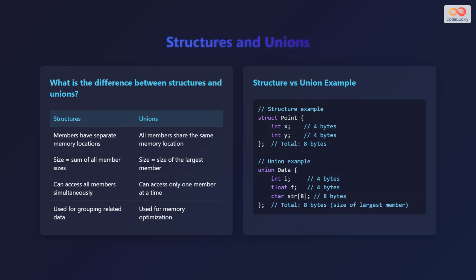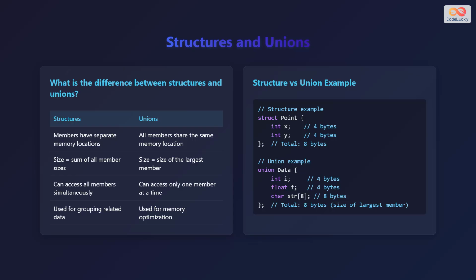Now, let us see the difference between structures and unions. In structures, members have separate memory locations, while in unions, all members share the same memory location. The size of a structure is the sum of all its member sizes, whereas the size of a union is the size of its largest member. You can access all structure members simultaneously, but in a union you can access only one member at a time. Structures are typically used for grouping related data, while unions are used for memory optimization.